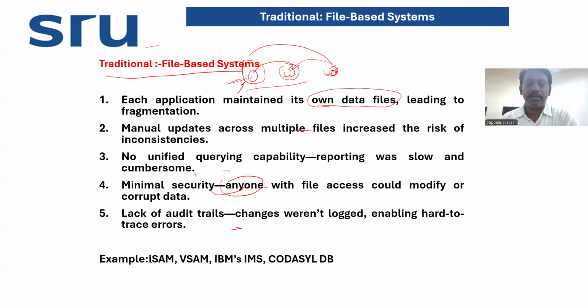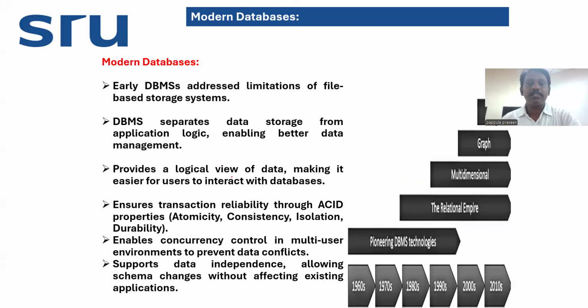Examples are ISAM, VSAM, IBM's IMS and CODASYL DB. These are all examples of file-based systems. Presently, everyone is using modern databases. Okay, this is about the traditional ones. Next one is the modern databases.